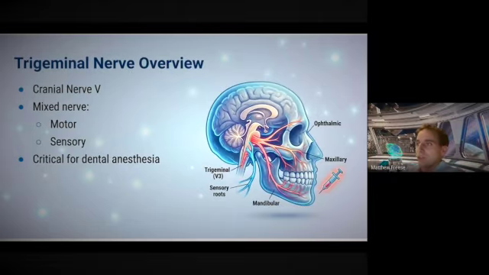So everything in dental anesthesia revolves around cranial nerve 5. The trigeminal nerve has a small motor root and a large sensory root. Understanding where these branches go explains both success and failure of anesthesia.